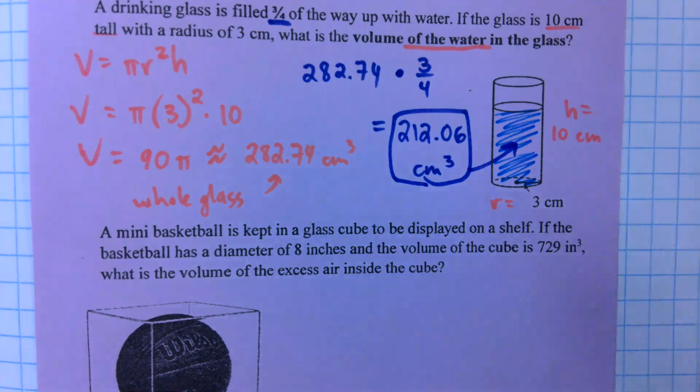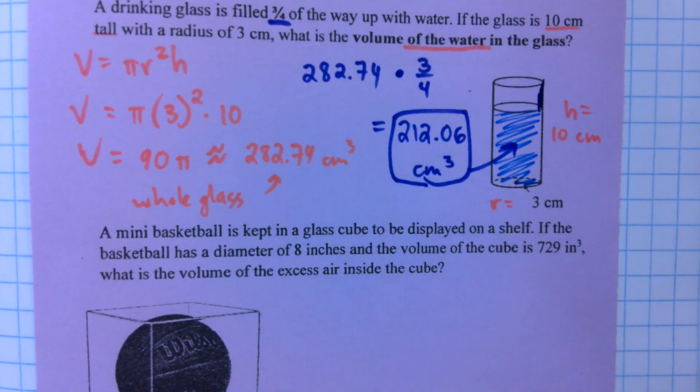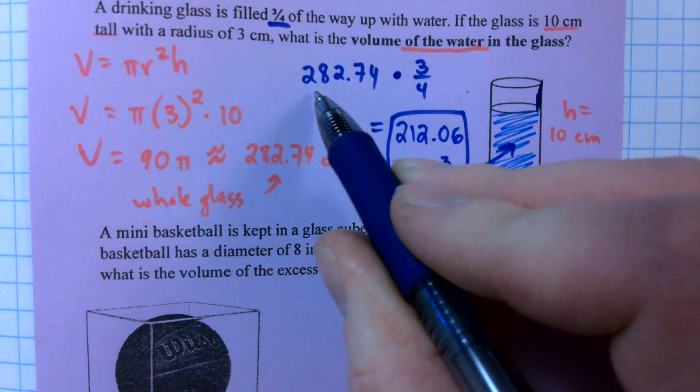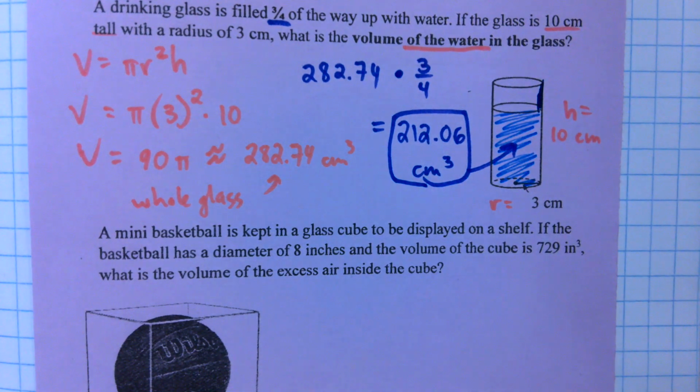Now, if it had asked, what's the volume of the air at the top of the glass, how might we be able to find that? Exactly. We multiply the original volume by 1/4, because that's how much of this glass is air. I know that's a little bit weird, so take a moment, think about that, let it digest for a second before we move on.